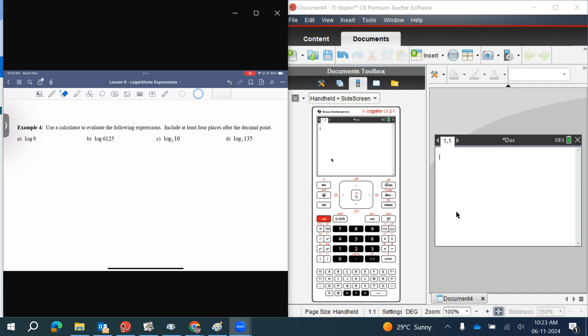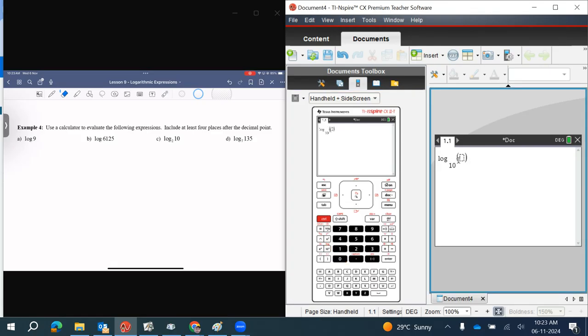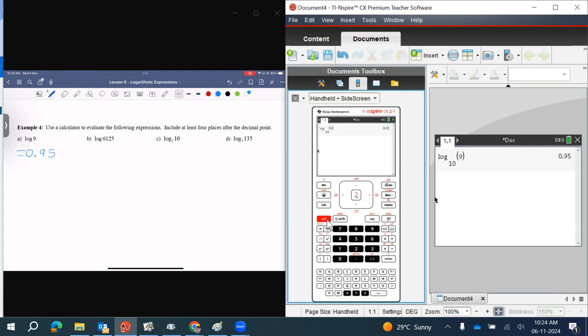So on the calculator, you can find the logarithm buttons here on the left next to 1, and we've got logarithm in base 10 and logarithm in base e. If we take this logarithm, it allows us to enter the base. So if we put in 10, we'll get logarithm 10 of 9. We can see that this one is going to be 0.95.